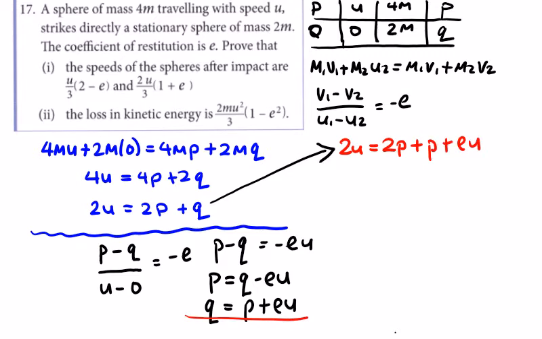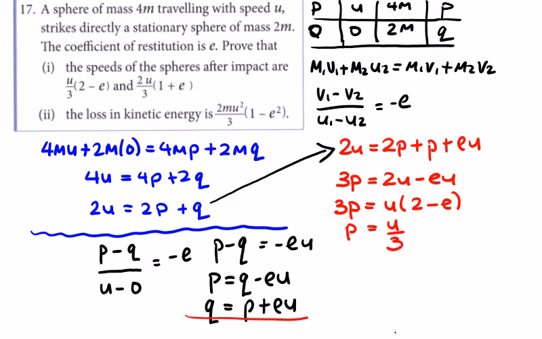So we want p, the speed after impact. We can see here that 3p on the right is going to be equal to 2u minus eu. So 3p is equal to u times (2 minus e), so p is equal to u over 3 times (2 minus e). There's our speed for P.